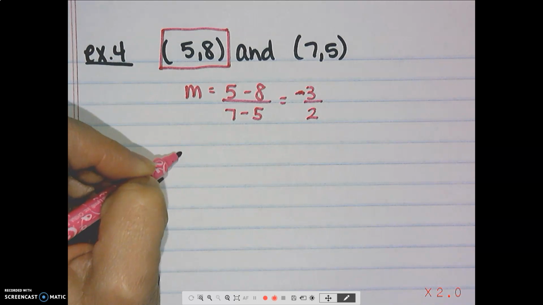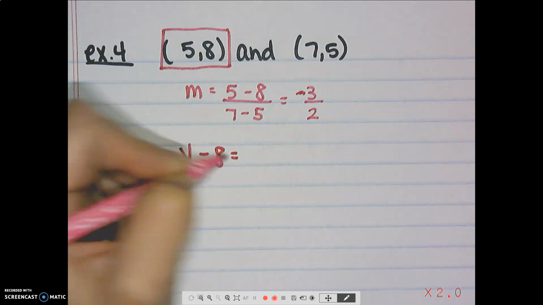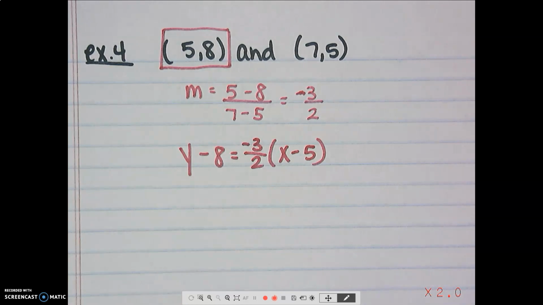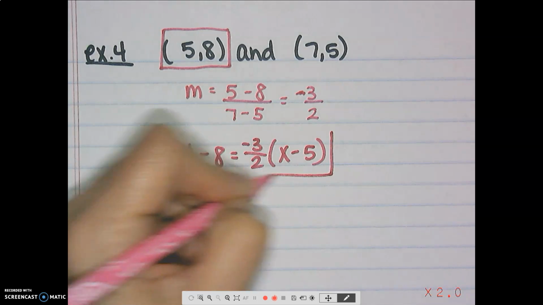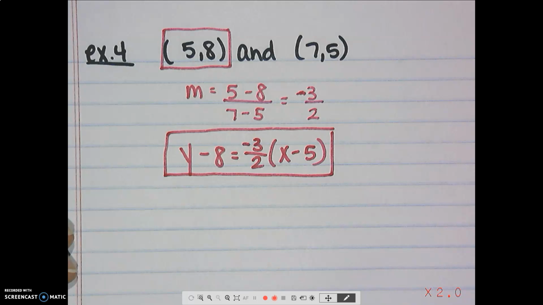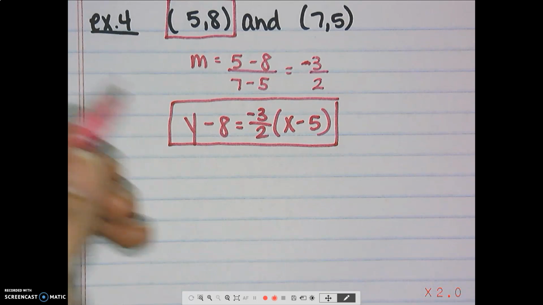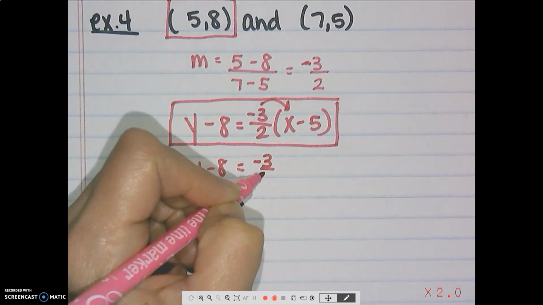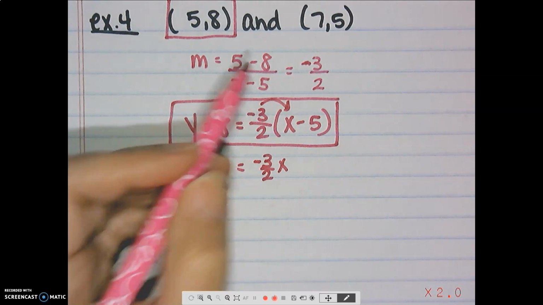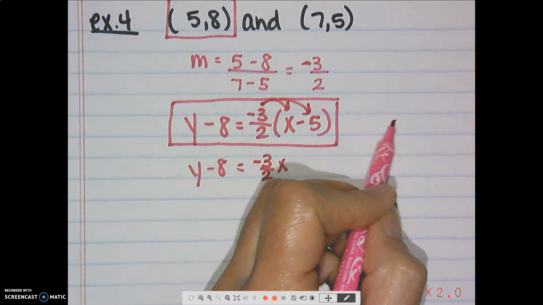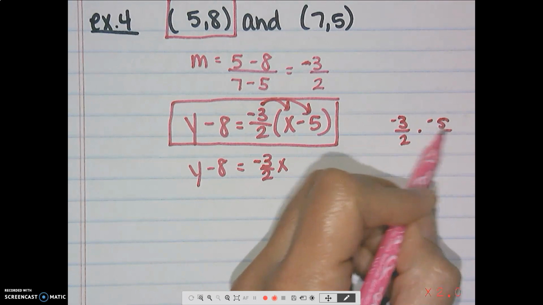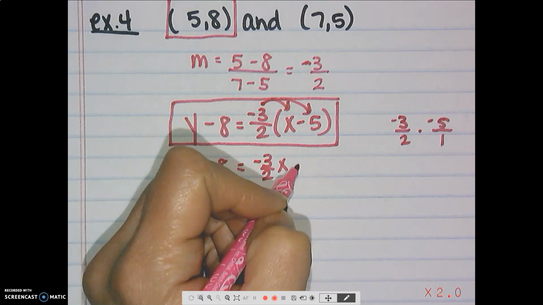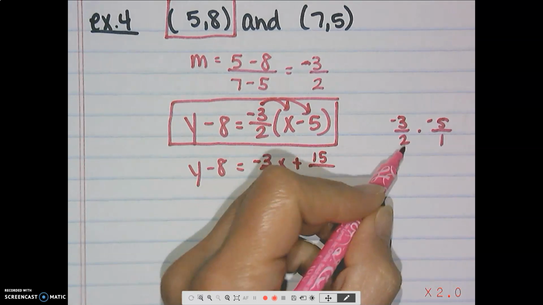All right, so we have y minus 8 equals our slope times x minus the x coordinate, which is 5. That's the first part of our answer in point-slope form. The next part is to get it into slope-intercept form. So the y minus 8 stays. Negative 3/2 times x is negative 3/2 x. Negative 3/2 times negative 5. Remember, when we multiply fractions, we just multiply straight across. So negative 3 times negative 5 is a positive 15, and 2 times 1 is 2.